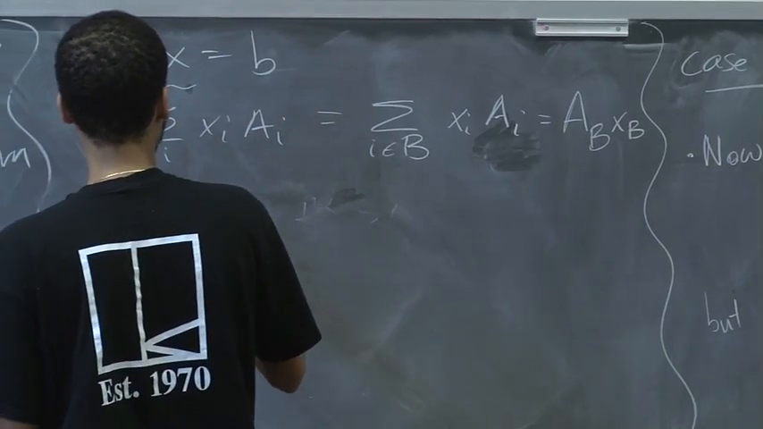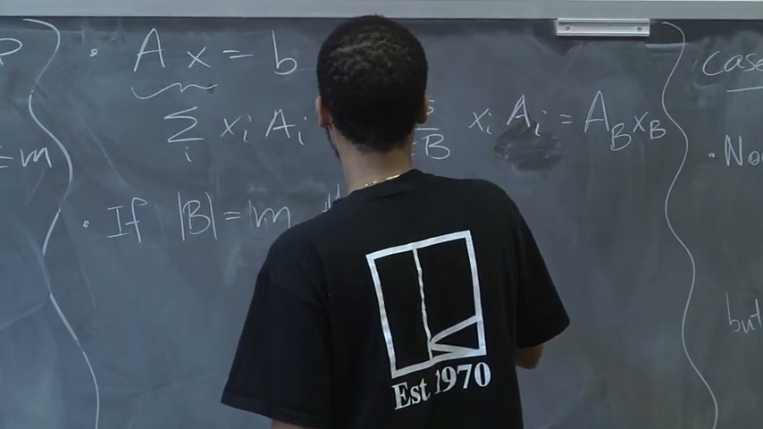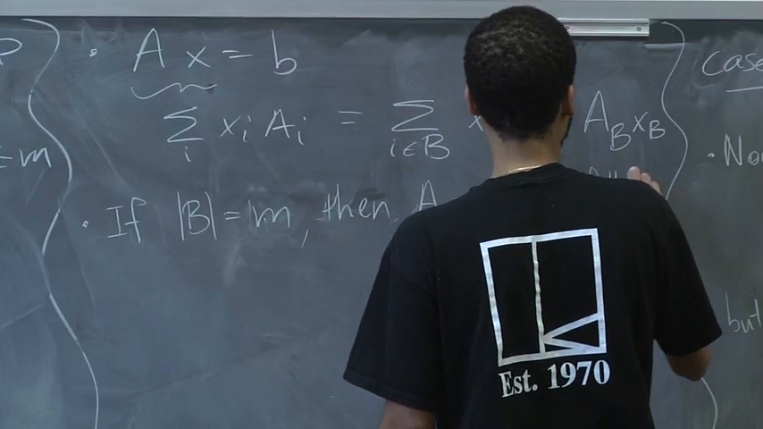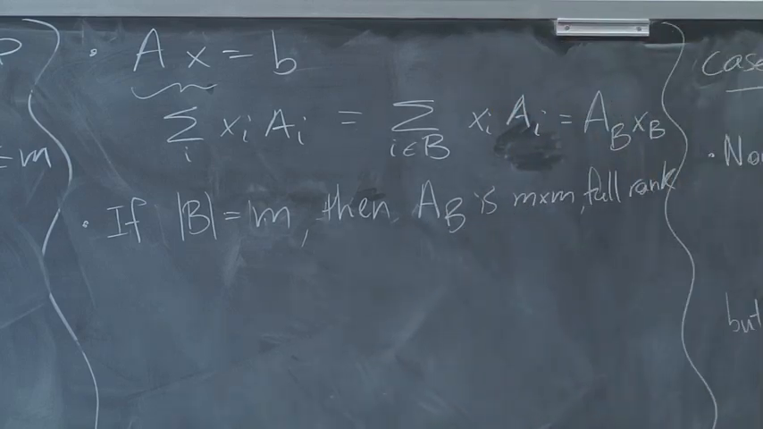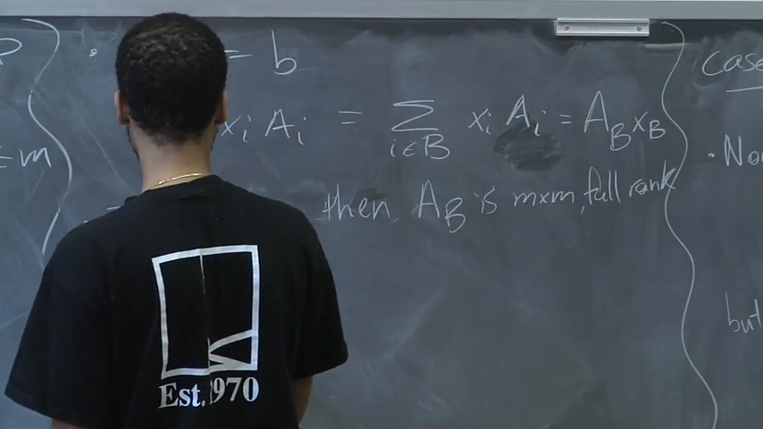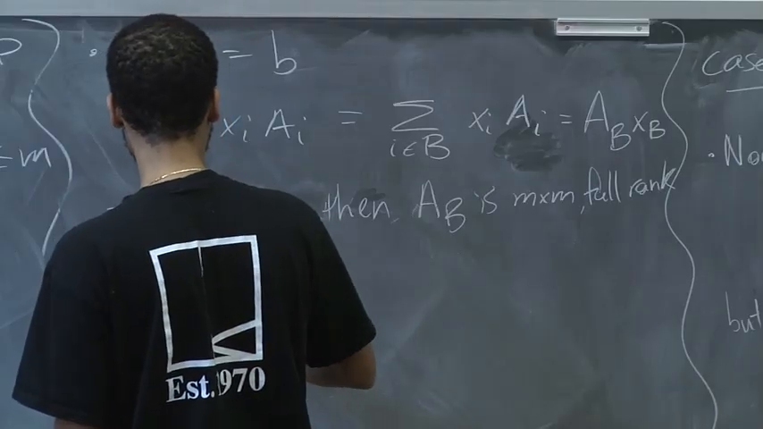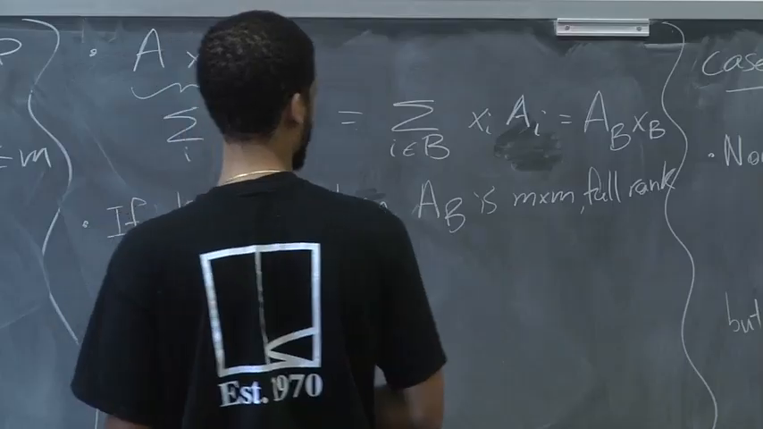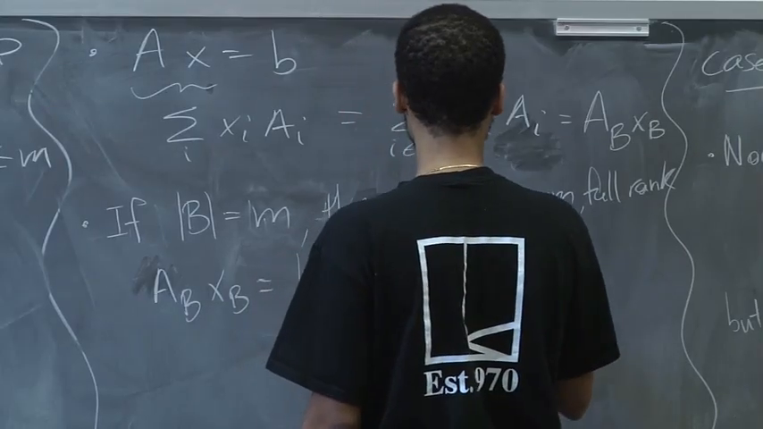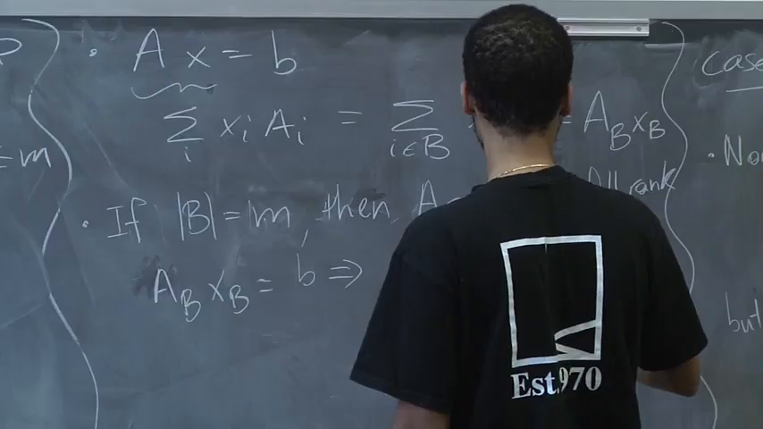Now, if the size of B is equal to m, then A sub B is m by m, and it's full rank. Remember, the theorem we just proved said that at vertices, the columns are linearly independent. So here we have an m by m matrix with linearly independent columns, which means it's full rank. So it's invertible. So we have A_B x_B equal to b, which implies that x_B is equal to A_B inverse b.